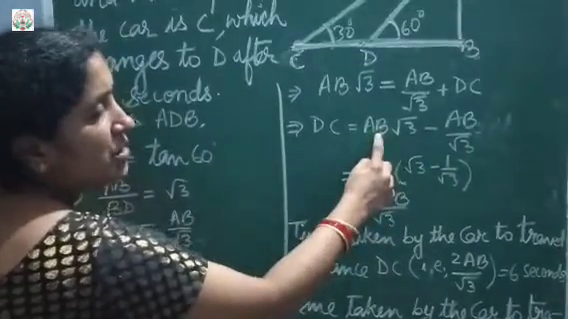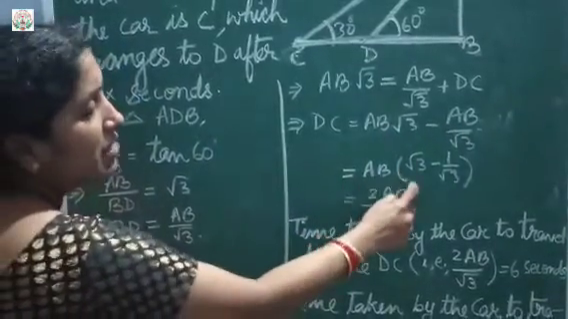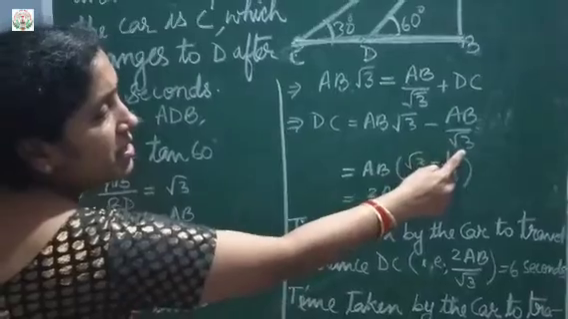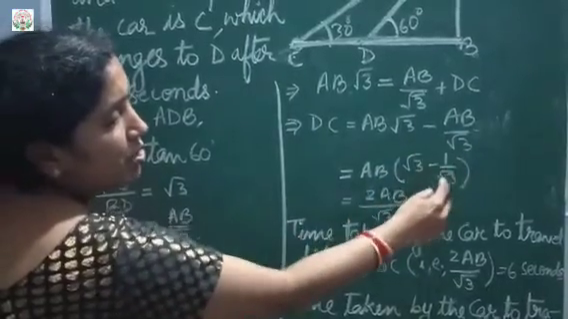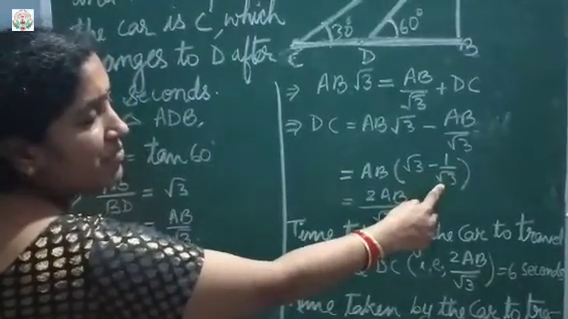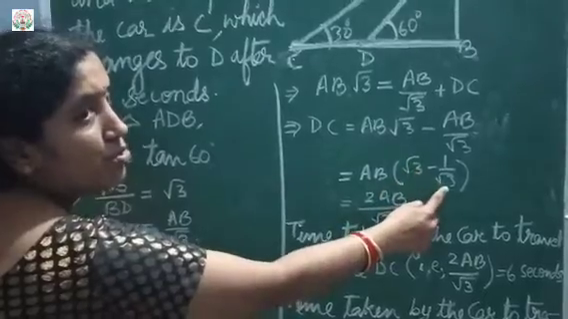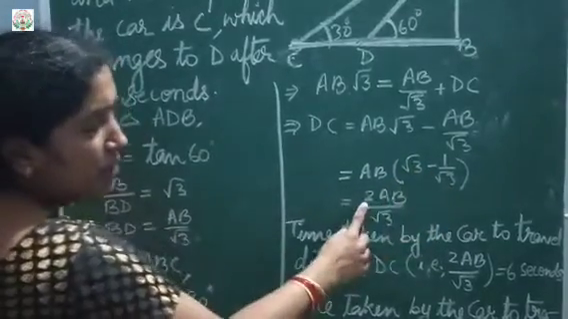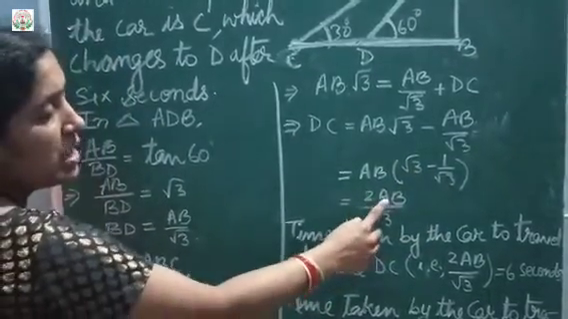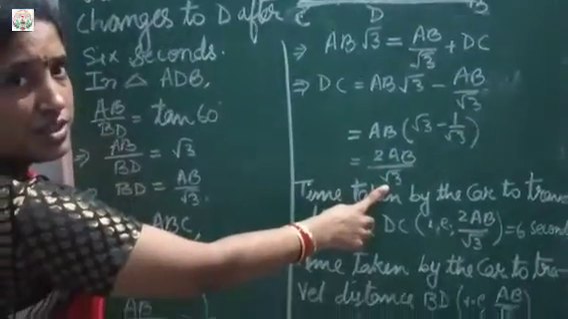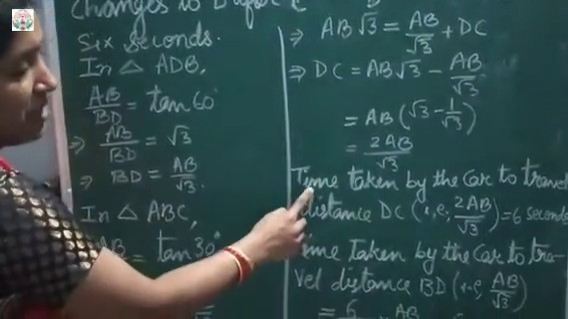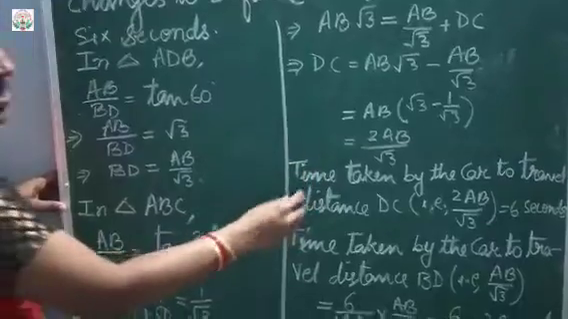Now AB common, so we will take common AB, then within bracket what it will be, root 3 minus 1 upon root 3. Now take LCM, that will be root 3, so root 3 into root 3 will be 3, 3 minus 1 will be 2, so that is why 2 AB upon root 3. Clear?